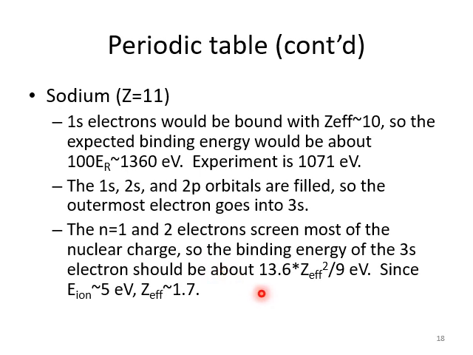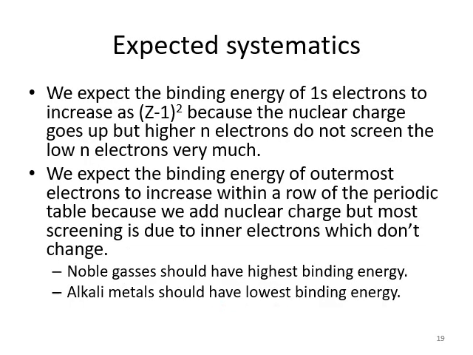And so we would make a guess as to what the effective Z is. I would guess 1, but when we actually work this out, it turns out that the effective Z squared, I think, is 1.7. So we expect the binding energy of the 1s electrons to increase as Z minus 1 squared. That's called Moseley's law, because the nuclear charge goes up.